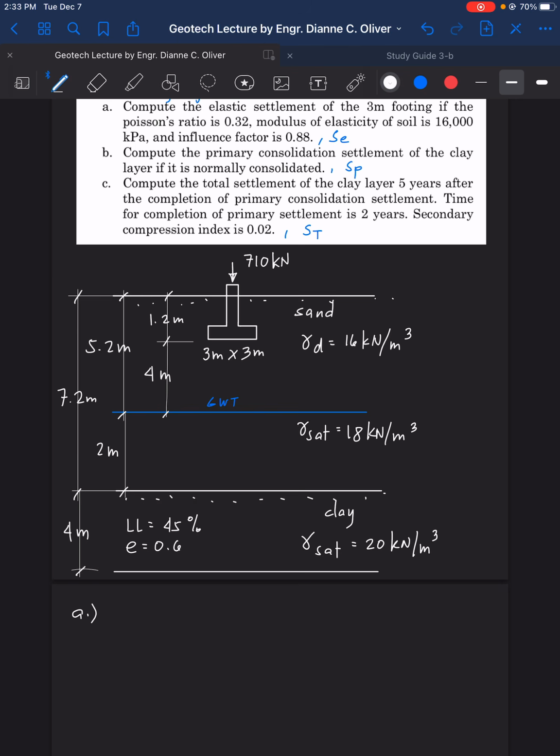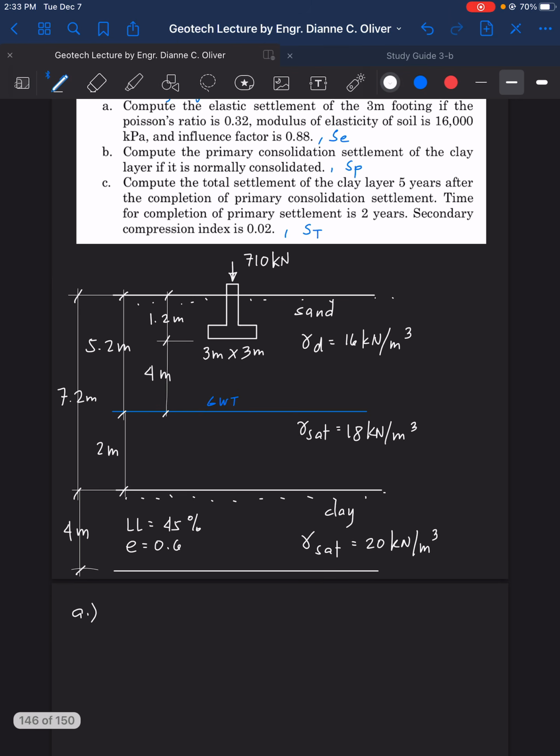Okay, so let's write here the given elastic settlement of the 3-meter footing. The Poisson's ratio mu is 0.32. Modulus of elasticity of soil is 16,000 kPa. The influence factor I_P is 0.88.